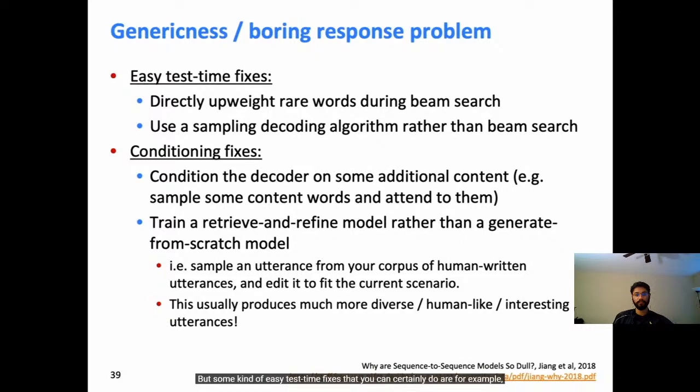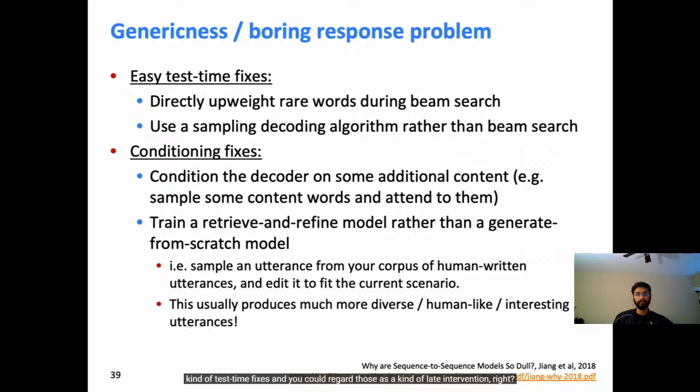But some easy test time fixes that you can certainly do are, for example, you can just directly upweight rare words during beam search. So you can say all rare words get a boost to their log probabilities, and then now we're more likely to produce them during beam search. Another thing you could do is use a sampling decoding algorithm rather than beam search, and we talked about that earlier. Or you could use softmax temperature as well.